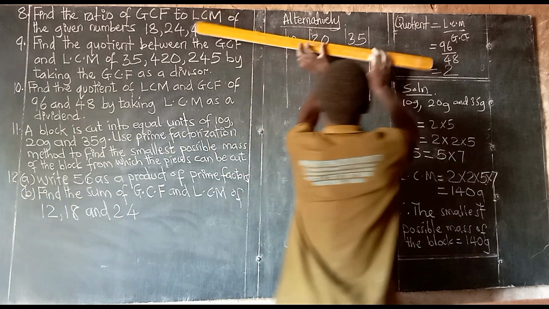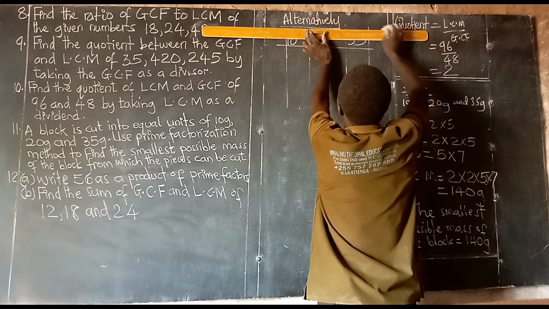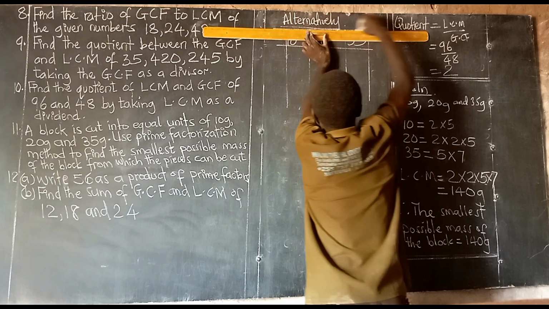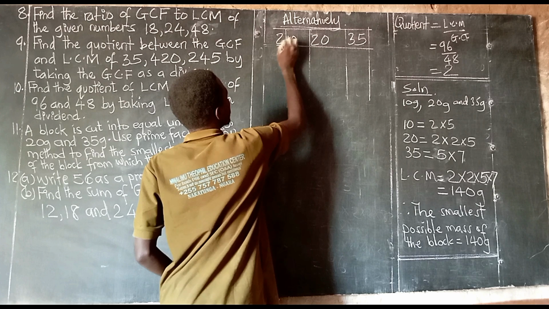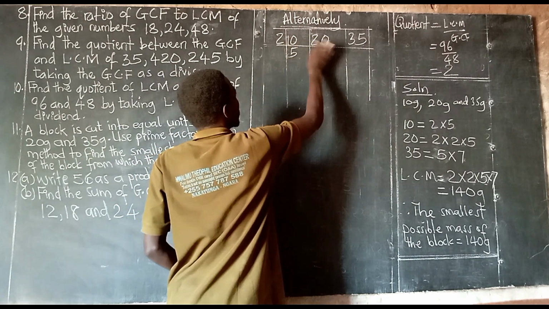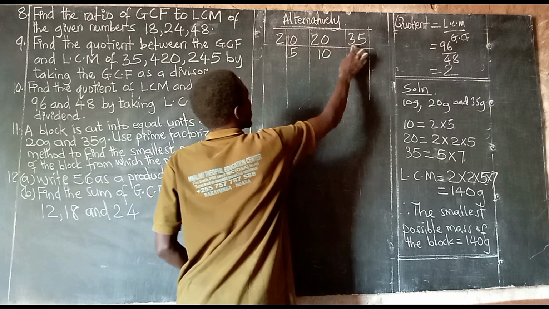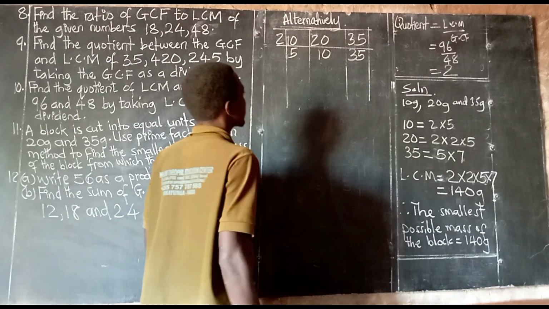What matters is to use prime factors as I'm going to use them. The first prime factor to be used here is 2. When you take 10 over 2, you get 5. 20 over 2, you get 10. 35 over 2 is impossible, so write it as it is.